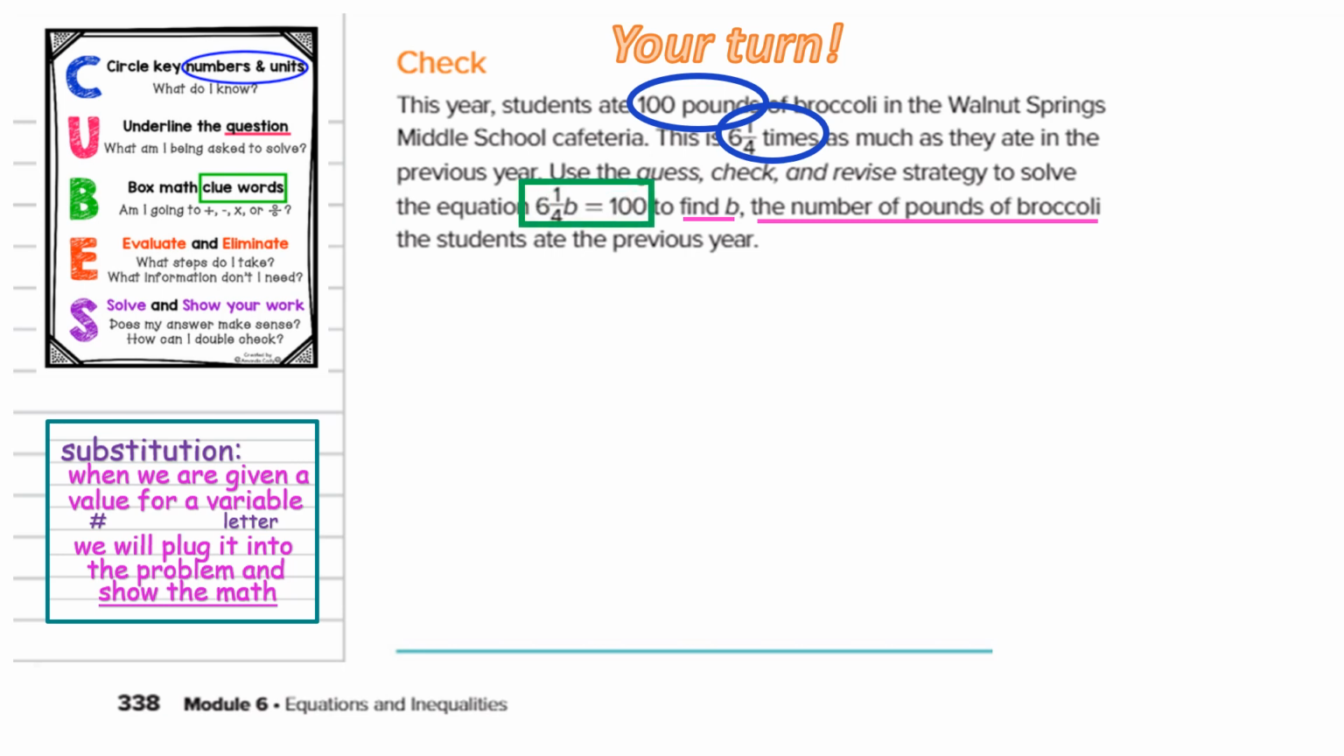All right, so 6 1/4 times what is equal to 100. That is my clue words. That's my math that I'm going to be doing. So we box it, and then we start figuring out that we got to guess, check, and revise. All right, so 6 1/4 times b. Once again, trying to use mixed numbers and making it an improper fraction, all that, that becomes much more difficult.